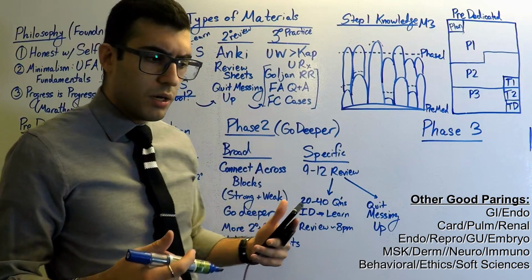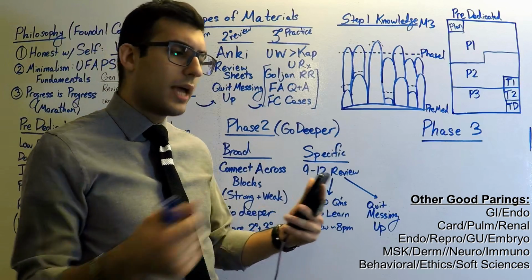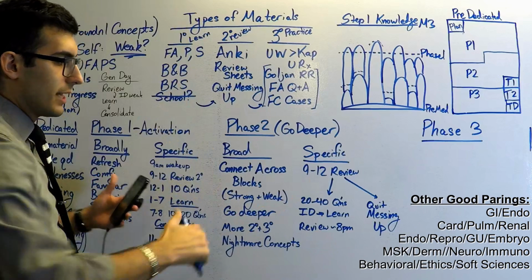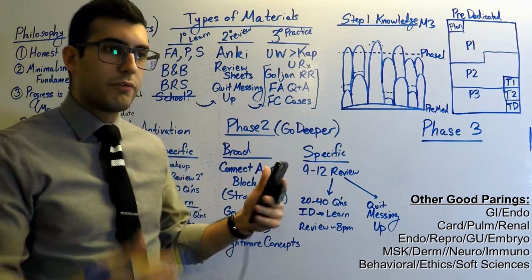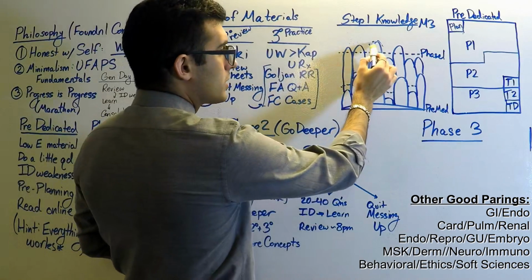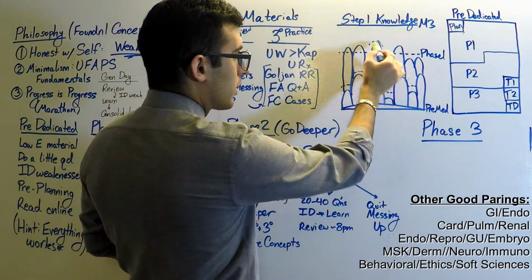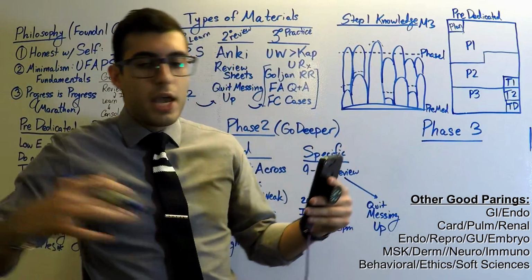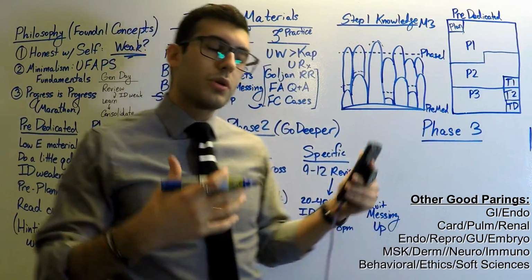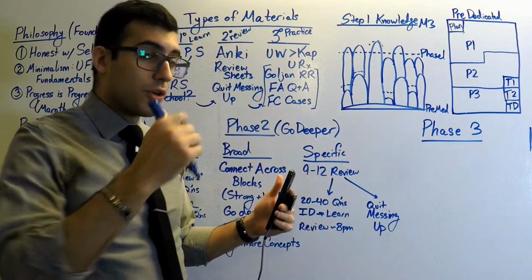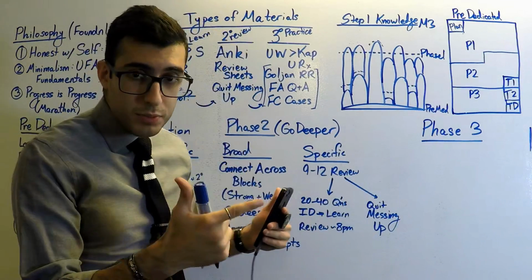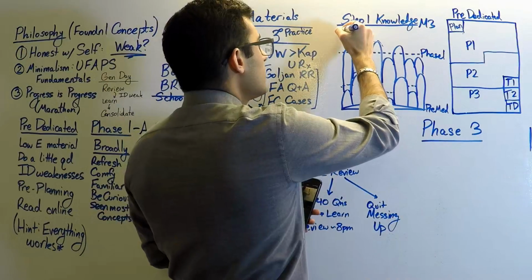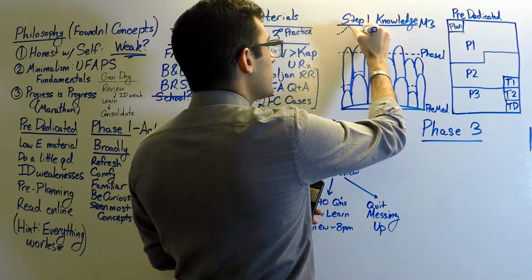Certain blocks lend well to being added together. I should also mention that it's not a bad idea to connect blocks that you have varying strengths in. For example, if this is your cardio block and this is your renal block, it's not bad to mix those two. You can keep practicing your really good cardio and also help bring in the renal. So bottom line is this: you're going deeper, you're doing more practice problems per day, and you're connecting across the blocks in a meaningful way. At the end of phase 2, you should kind of be here.